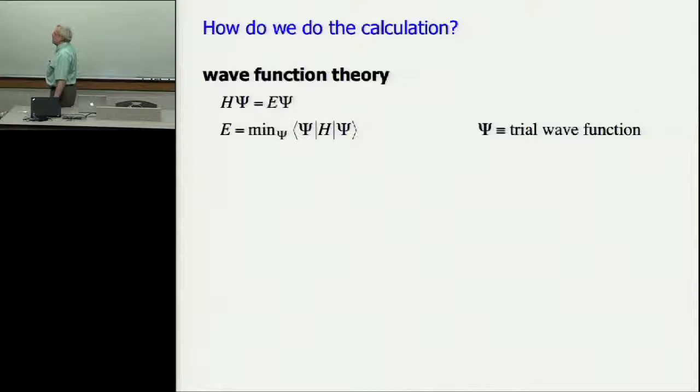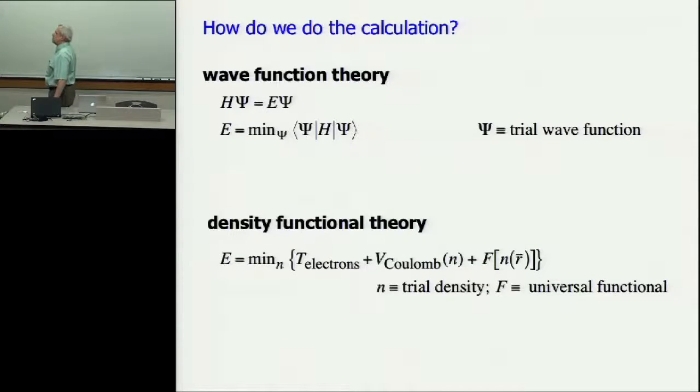So when we do the calculation in wave function theory, we have to solve the Schrödinger equation, which is right there, H psi equals E psi. And the energy is the minimum over all possible wave functions of this expectation value of the Hamiltonian, the average energy computed from the wave function. In density functional theory, we also do a minimization, but with respect to this much simpler function, the three-dimensional electron density. We minimize the kinetic energy of the electrons, the Coulomb energy of the electrons, and a functional of the density, which is called the exchange correlation functional, and it's a universal functional, and once we find that functional, we can solve this much simpler problem.